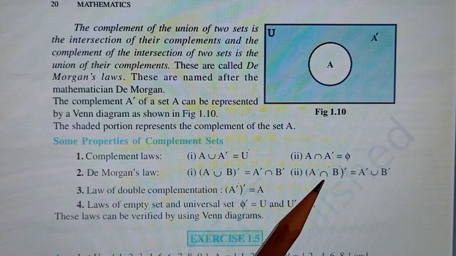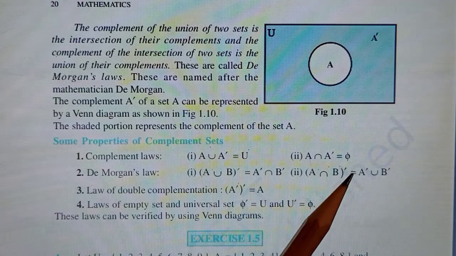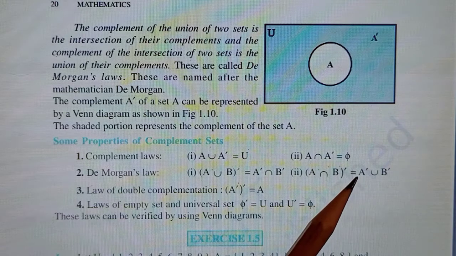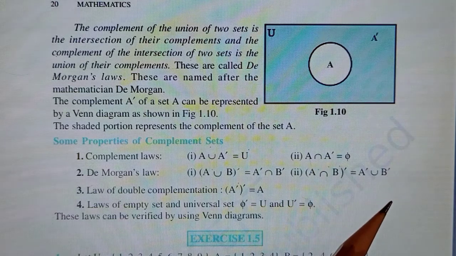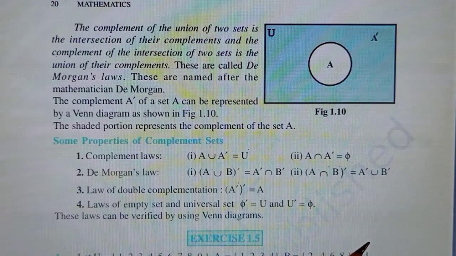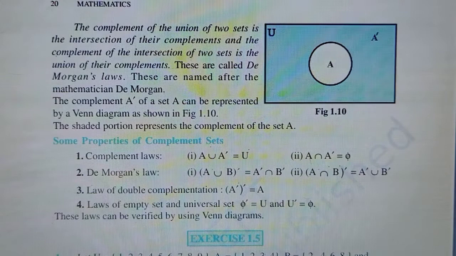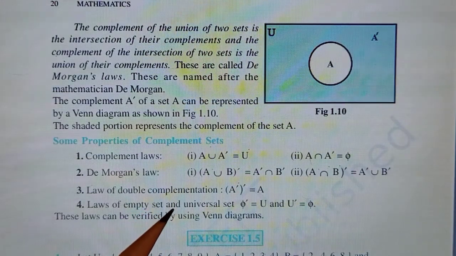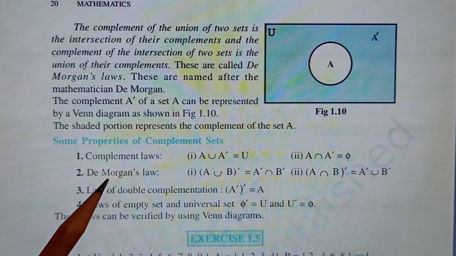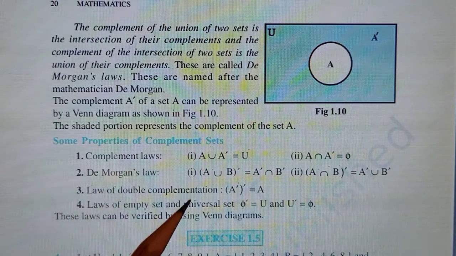The other way around: if it was intersection inside, and the complement is carried in, A complement will convert to union B complement. If you want, you can verify them with the help of Venn diagrams or anyhow. But these two are very important laws which are always true and which will be used further in the rest of the theories also. So note De Morgan's law, very important.